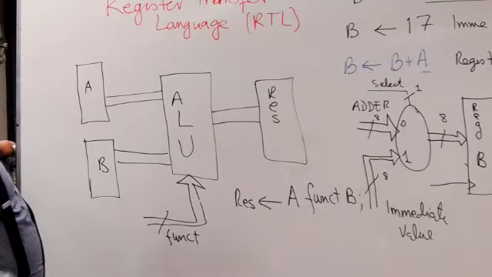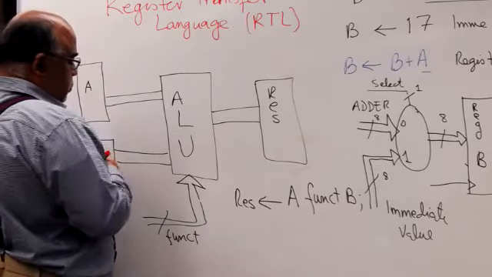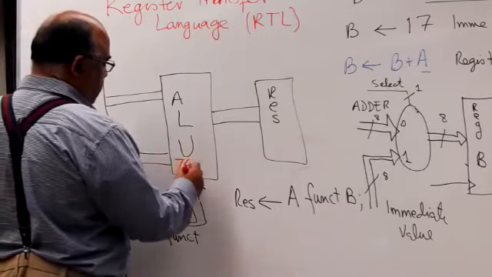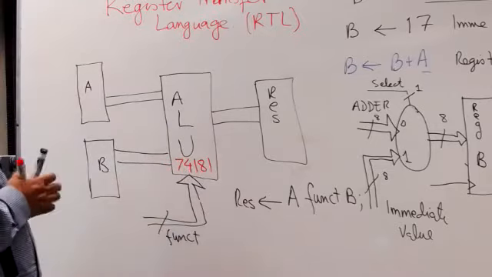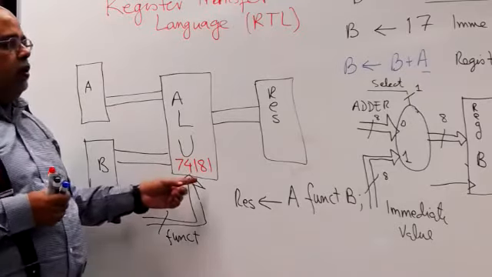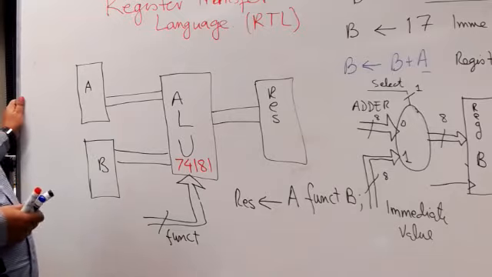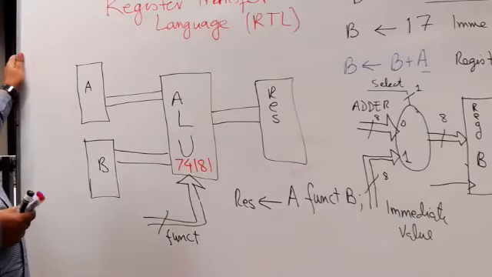If you have this ALU, there is one very popular ALU. It doesn't exist in modern day processors, but this is 74181. That was a very popular IC. It's a complete arithmetic logic unit. Costs around 350 rupees, but this is a complete arithmetic logic unit. And it has all the functions, the A plus B, A minus B.